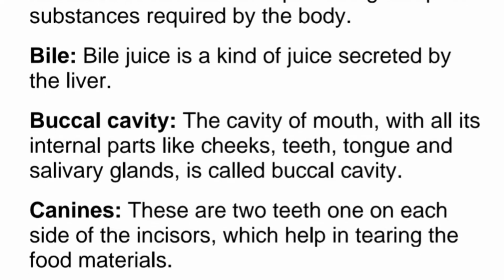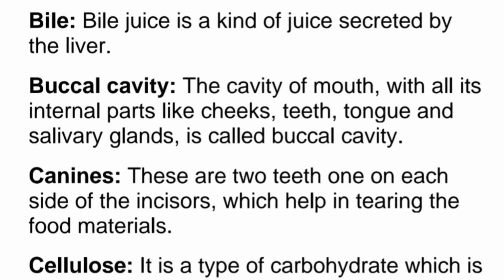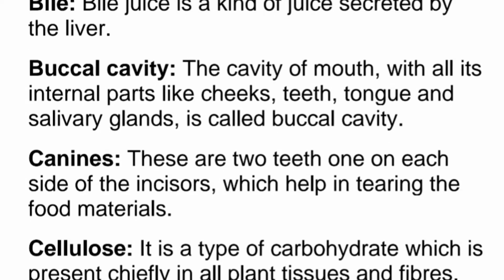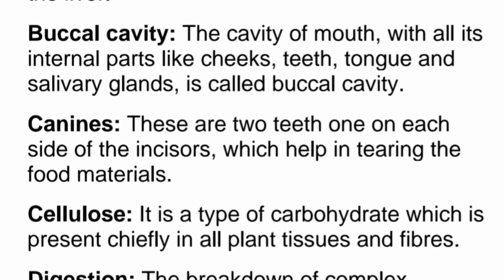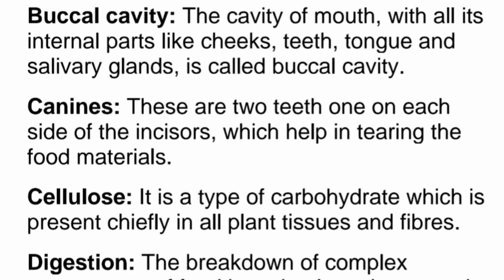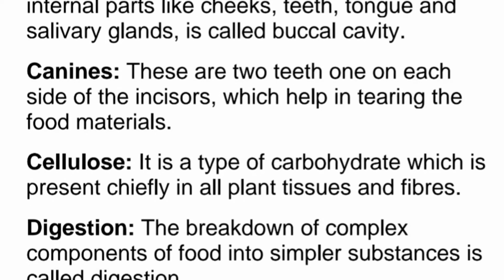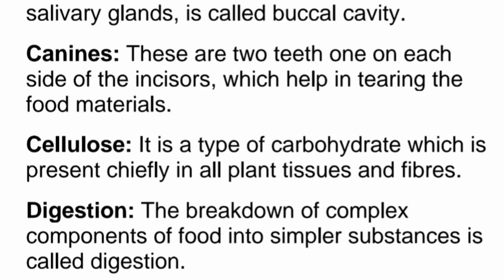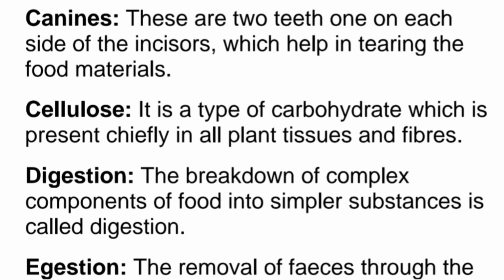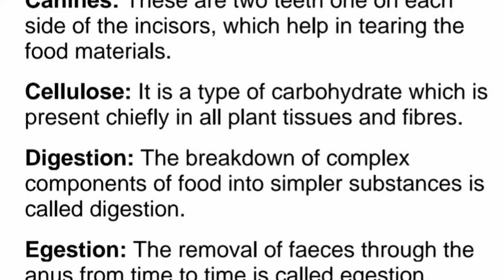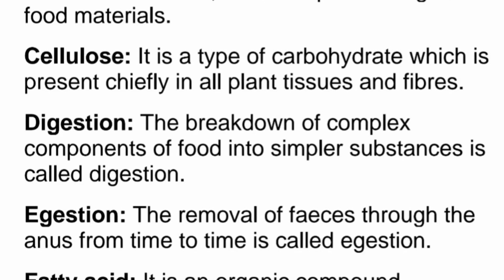Bile. Bile juice is a kind of juice secreted by the liver. Buccal cavity. The cavity of the mouth with all its internal parts like cheeks, teeth, tongue, and salivary glands is called buccal cavity. Canines. These are two teeth, one on each side of the incisors, which help in tearing the food materials. Cellulose. It is a type of carbohydrate which is present chiefly in all plant tissue and fibers. Digestion. The breakdown of complex components of food into simpler substances is called digestion.